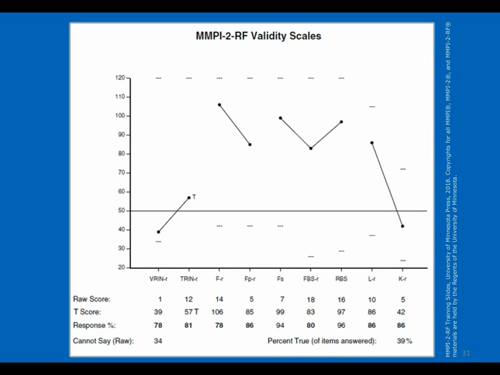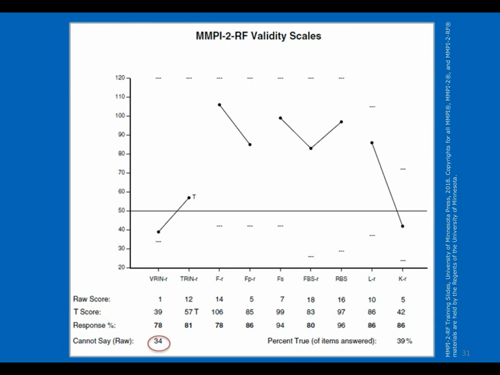So these are going to be the percentage of items that were responded to for each of the scales. And then in the bottom left we have cannot say, the number of items left blank, and in the bottom right the percent true, the percent of items answered true across the entire test. And what you'll notice is we start by interpreting cannot say in the standard MMPI-2-RF interpretive framework. It is 34, which is quite high. So this individual had unscorable responses to 34 of the 338 test questions.